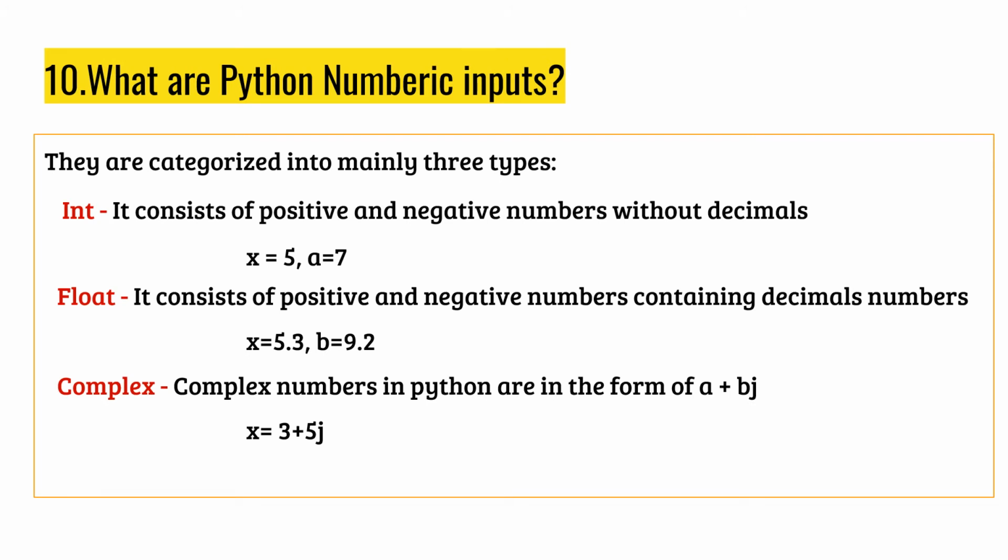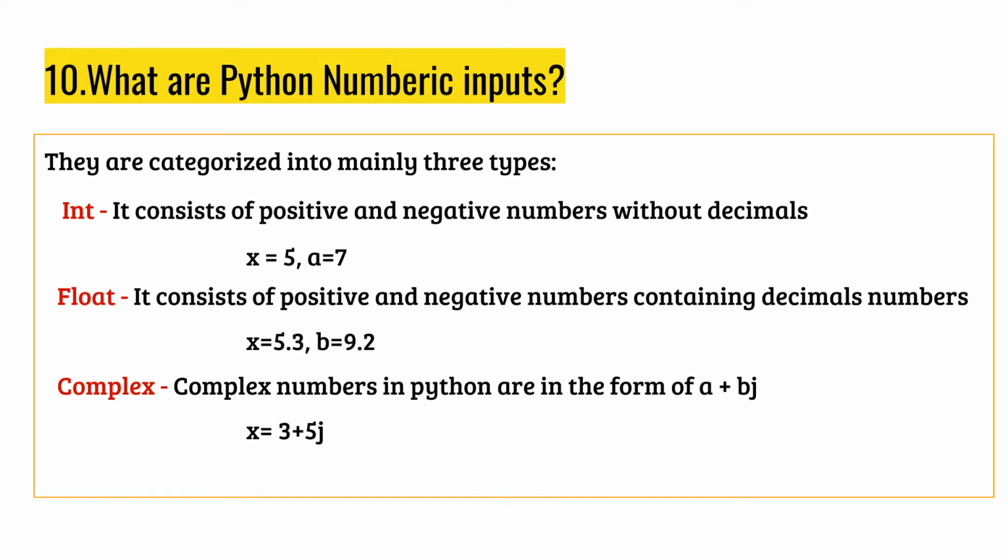And here the next question is: what are the Python numeric inputs? What are the possible ways you can give a number as input? There are three main types in which Python can receive numbers as input. The first is integers. Integers means whole numbers, positive and negative, without any decimals. You can see examples 5 and 7. Of course, if you want to give negative numbers, you can do that as well. And float consists of positive and negative numbers, but with fractional parts, such as 5.3, 9.2, 7.7, likewise.